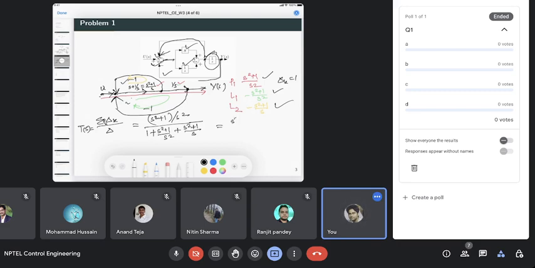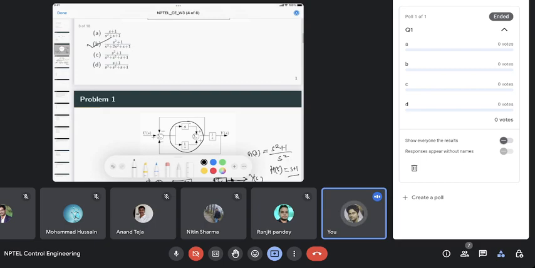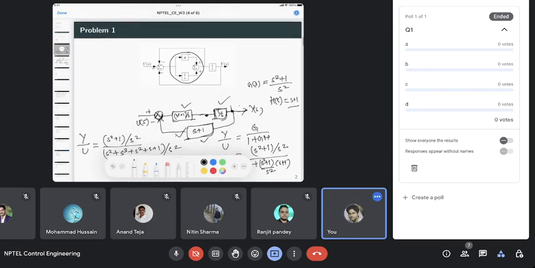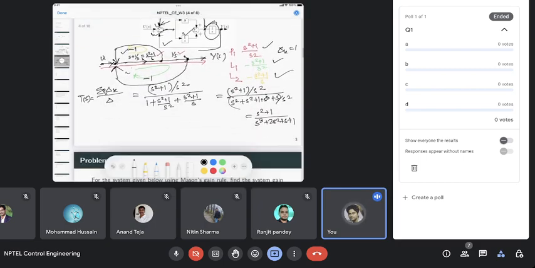So you have (s square plus 1) by s square, and in the denominator we have s square plus s cube plus s, over s square. So again you get (s square plus 1) by (s cube plus 2 s square plus s plus 1), right? So again you get the same answer. Whether you use block diagram reduction or this Mason gain formula, you will get the same answer.